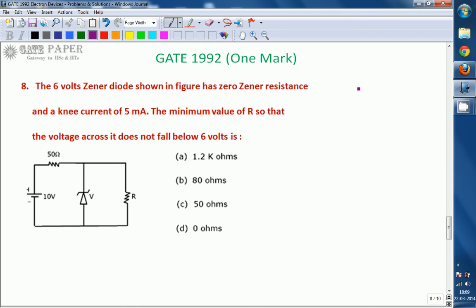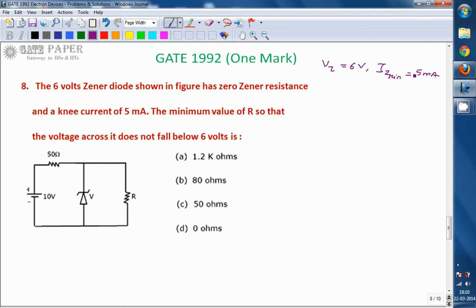Okay, so the given value is Vz equal to 6 volts. Next, the knee current of the Zener diode is also treated as Iz minimum, which is 5 milliamperes. Knee current is also called the starting current, the minimum current required to keep the Zener diode in the breakdown region, where it maintains a constant voltage. So the knee current of 5 milliamperes is what we take as Iz minimum.